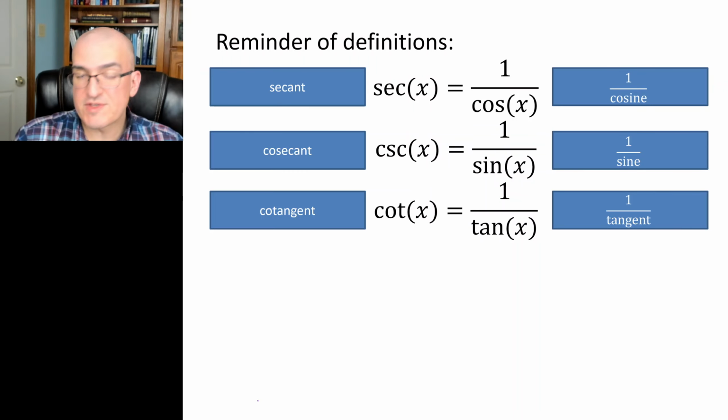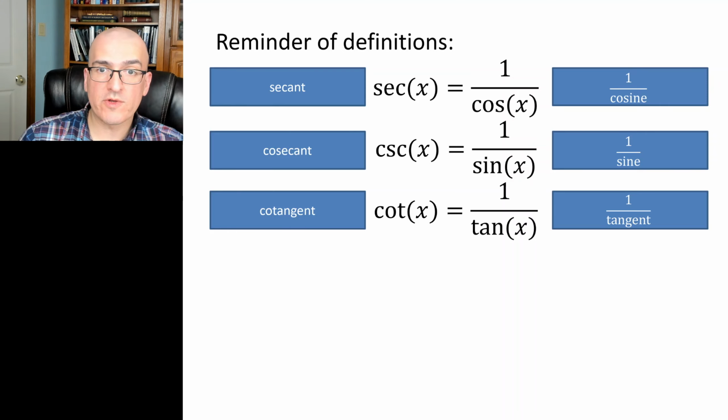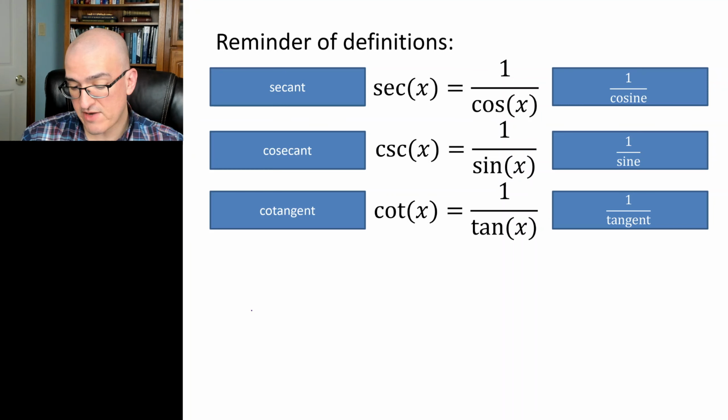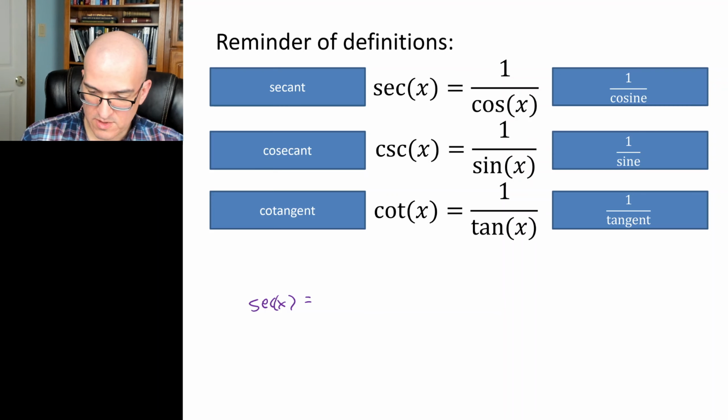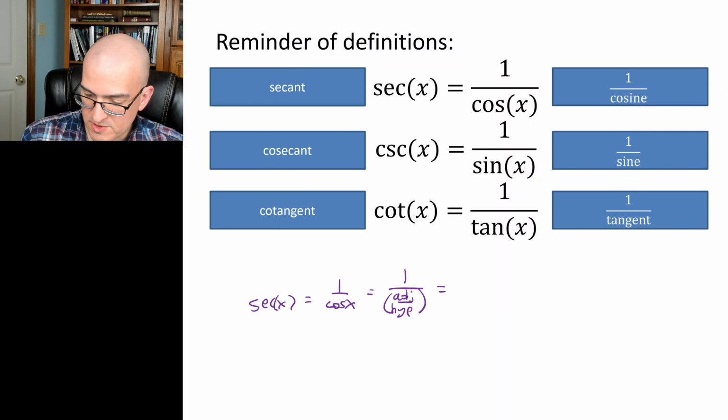As a reminder, we do have these other 3 trigonometric functions, secant, cosecant, and cotangent, and you can define them in terms of sine, cos, and tan, and obtain their evaluations that way, or you can treat them as their own standalone functions. Secant of x is 1 over the cosine of x, which is 1 over adjacent over hypotenuse, which is hypotenuse over adjacent.